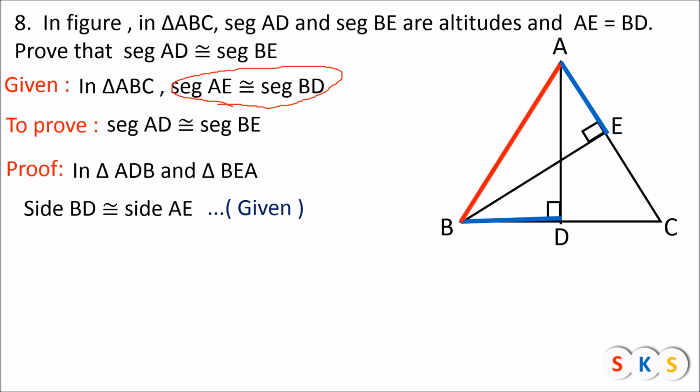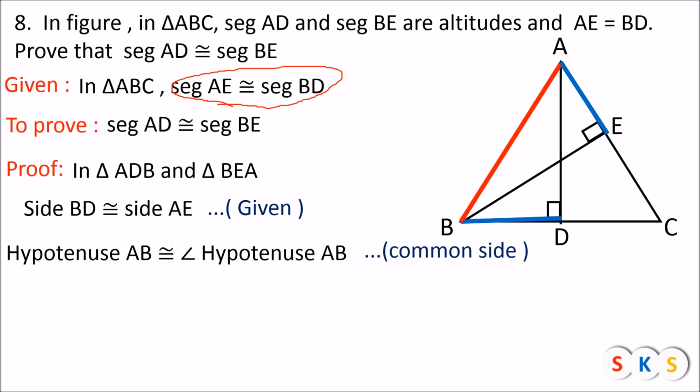Now look at this figure. Here side AB is a common side. It is a side of triangle ADB and AB is a side of triangle AEB. So seg AB is a side of both the triangles, so it is a common side. And here seg AB is the hypotenuse of both the right angle triangles. So hypotenuse AB congruent to hypotenuse AB, since they are common sides.